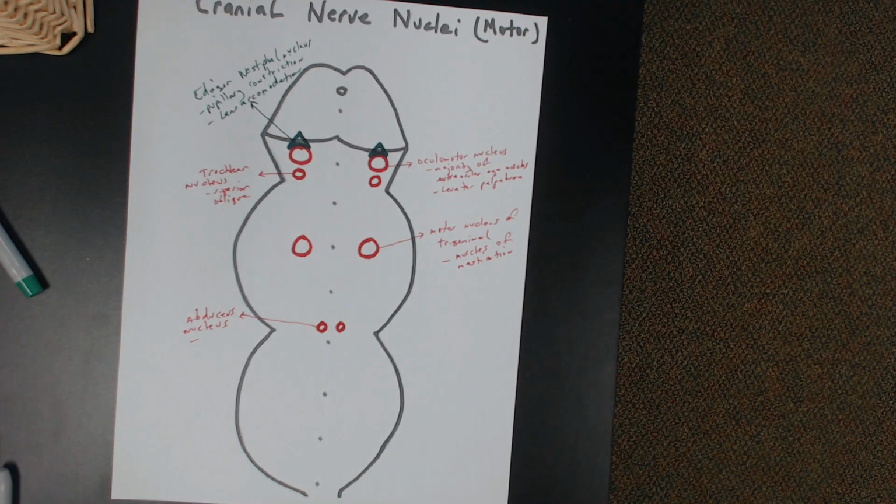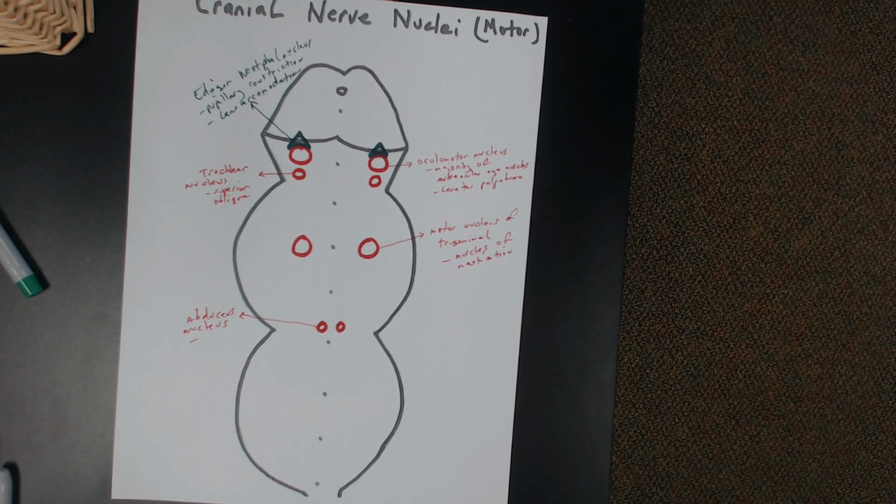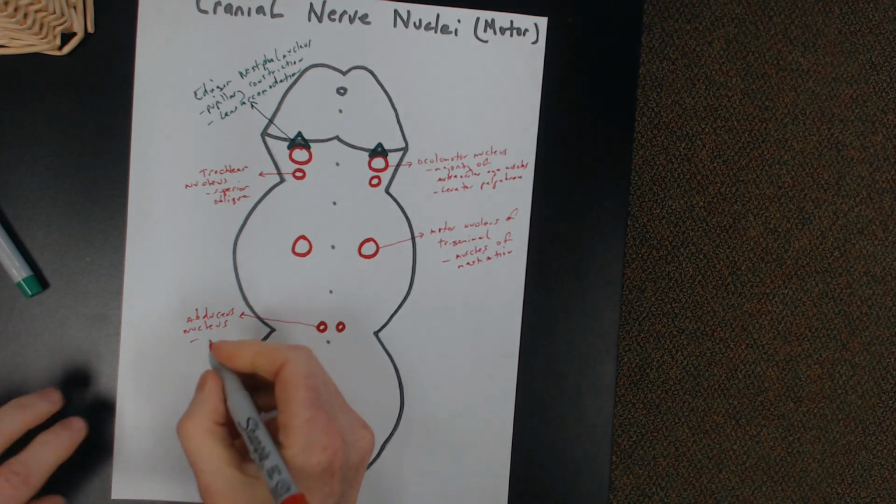Okay. The abducens nucleus is another one that innervates extraocular eye muscles that isn't cranial nerve number 3. Which muscle does it innervate? That is your lateral rectus.